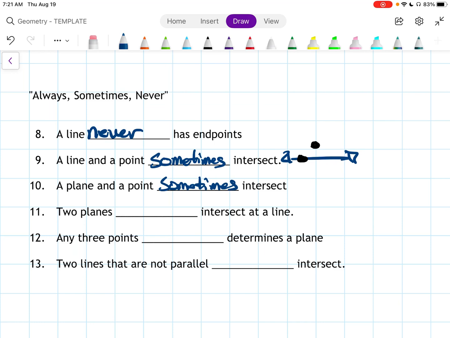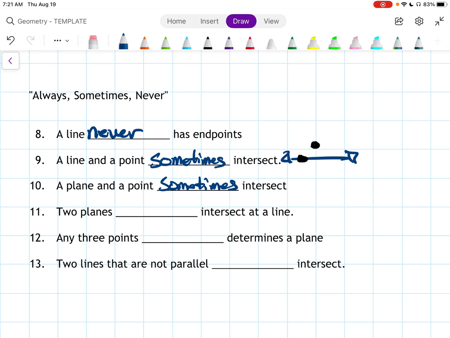A plane and a point sometimes. Okay, and the way that we could think about that is think about your piece of paper sitting on your desk, right? And then hold your pencil kind of like perpendicular to your desk to where you could write. The eraser of your pencil is above the piece of paper. It's not touching the piece of paper, right? So a plane and a point sometimes intersect, right? You could lay your pencil down and the eraser would touch the paper, but as long as it's standing up, it's not going to be touching it.